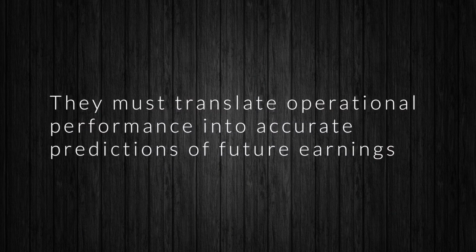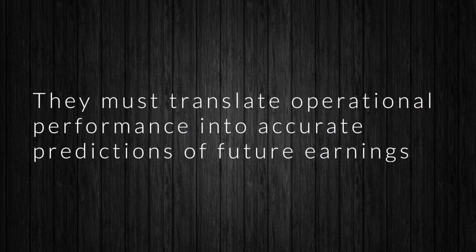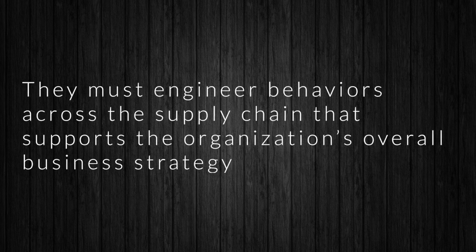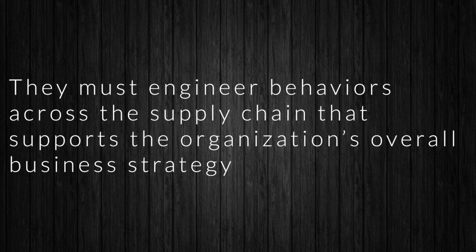Number 2, they must translate operational performance into accurate predictions of future earnings, which means that if you do in fact succeed to make the $10,000 per month, then the question becomes, if you repeat these activities, does that mean that we will be able to make the $10,000 next month and 5 months from now? As in, these actions, can they predict the future? And finally, they must engineer behaviors across the supply chain that support the organization's overall business strategy.